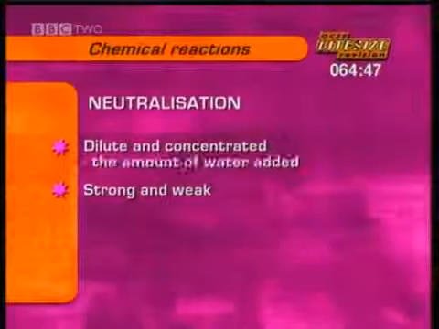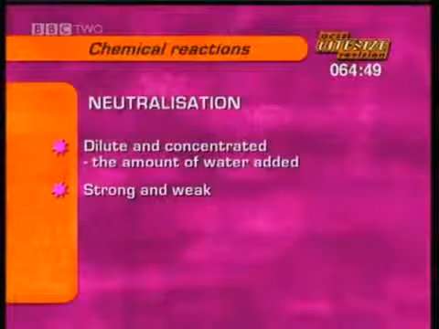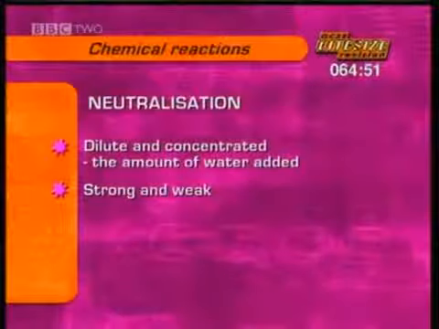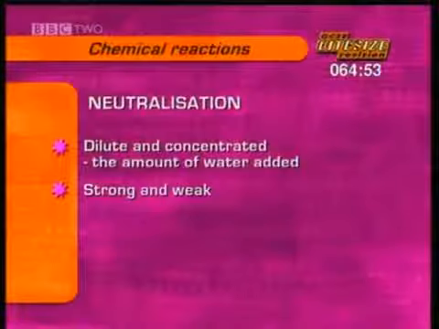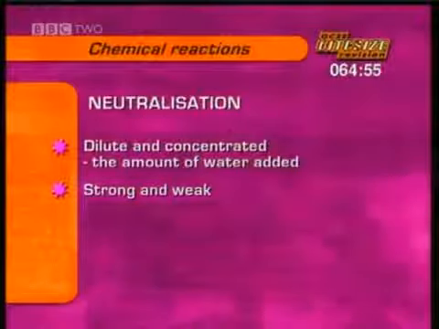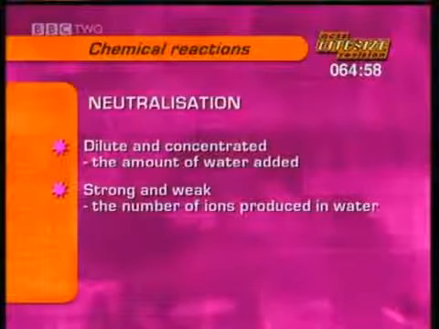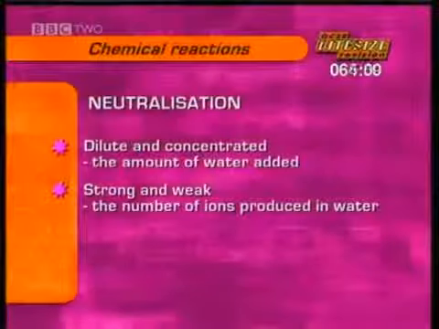Dilute and concentrated are measures of the amount of water added to the acid or alkali. The more water added, the more dilute it is, just like diluting orange squash. Strong and weak are measures of the number of ions produced in water.